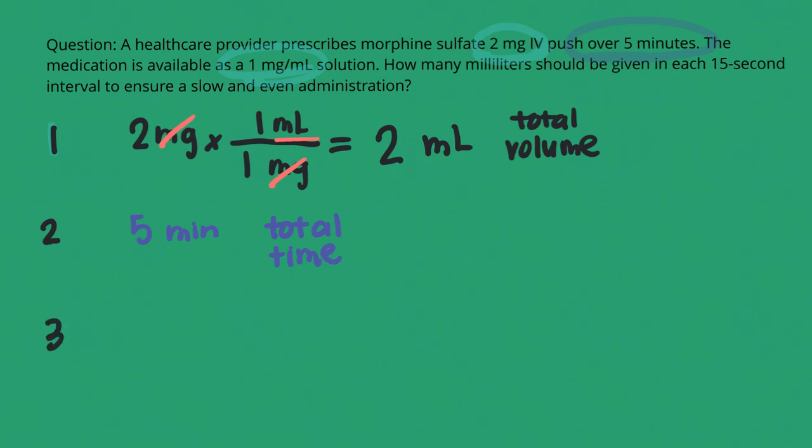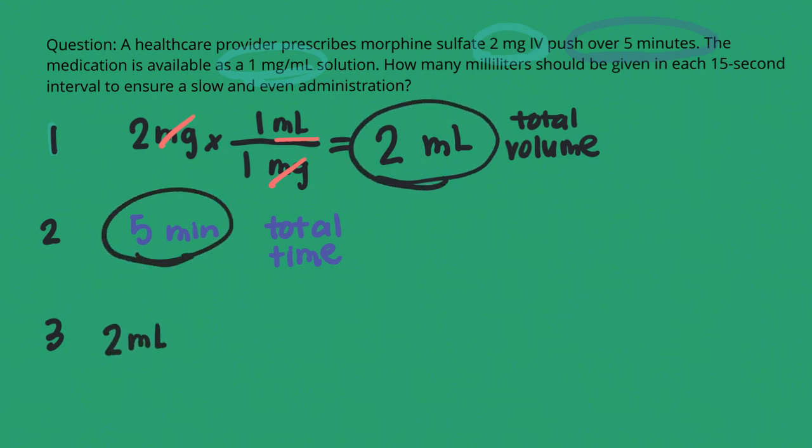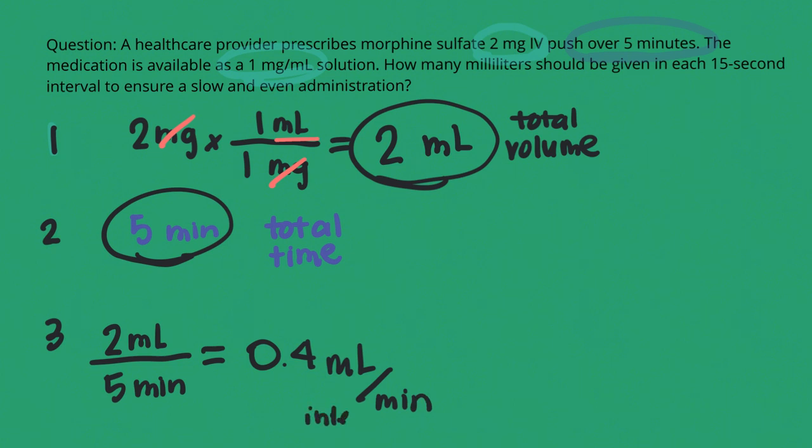And then 3 is our intervals. So in order to break down into intervals, we always take our total volume over our total time. We have 2 milliliters to give over 5 minutes. Let's simplify that. 2 divided by 5 is 0.4 milliliters per minute. And then that's intervals. Minute intervals. Okay? Now we need to break it down into 15-second intervals.